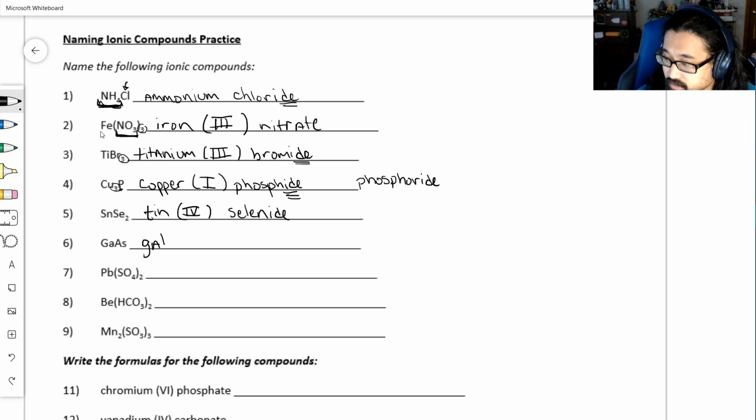This one here is gallium arsenide. You should notice that there is no parenthesis here, because gallium only has 1 possible charge.